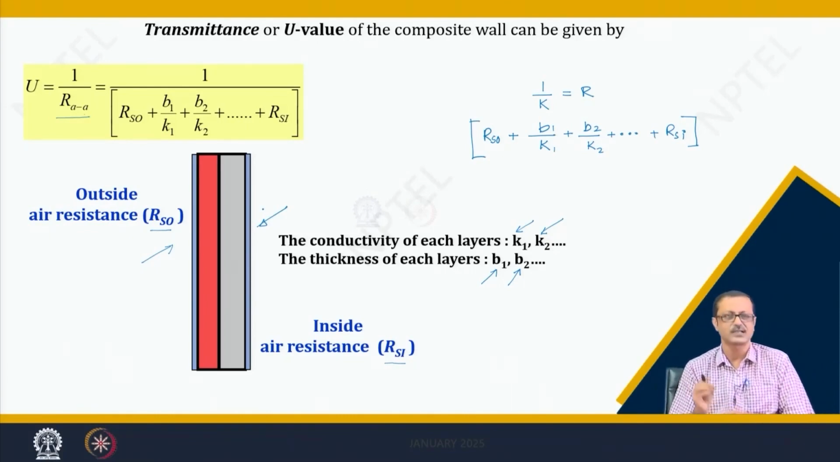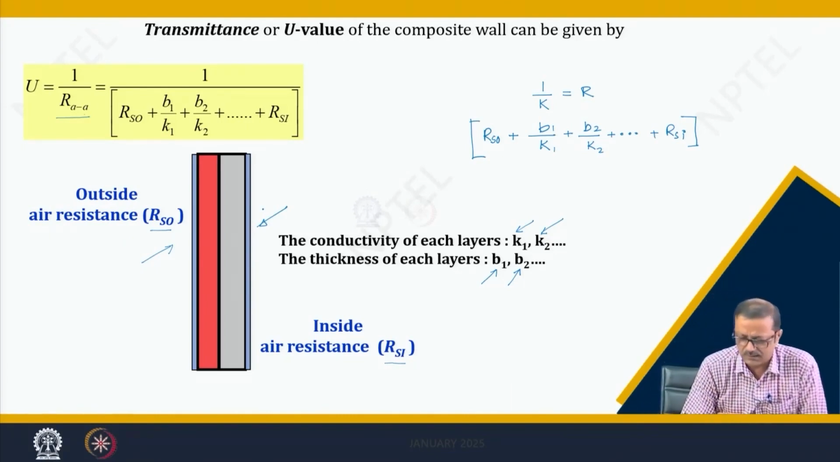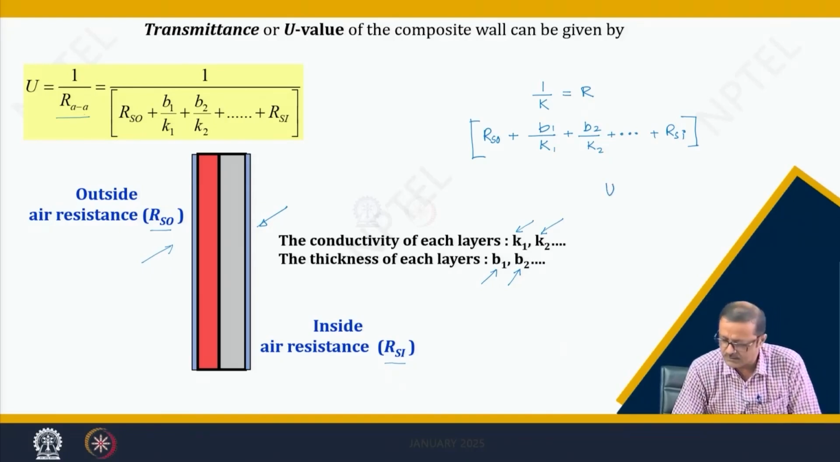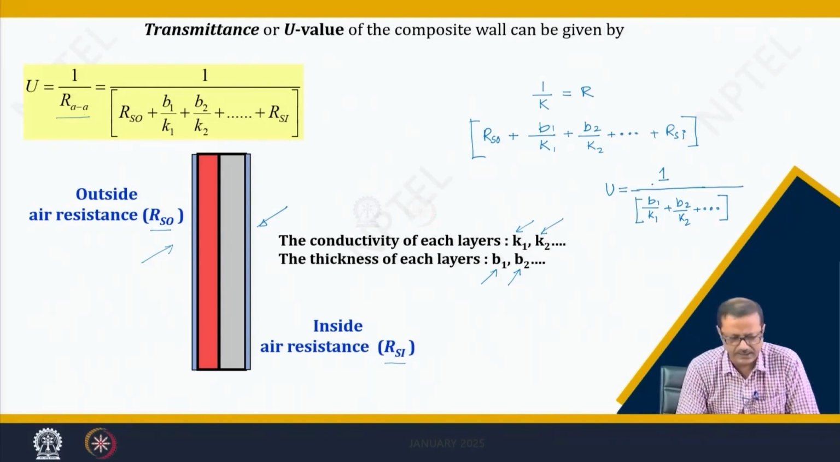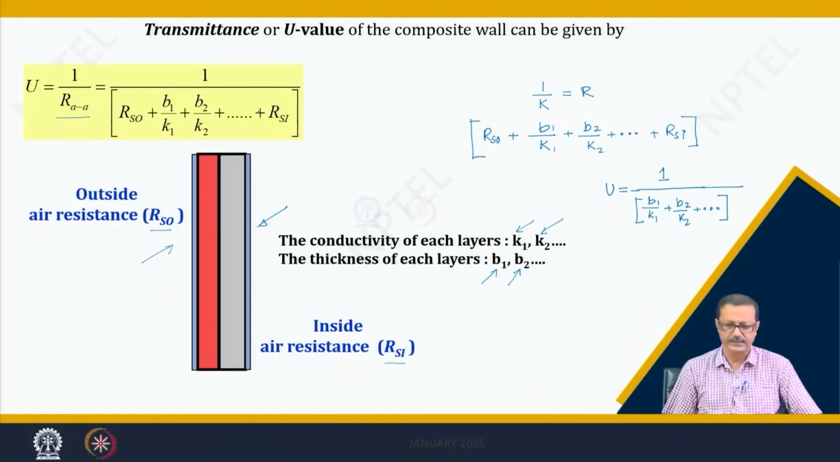this RSO and RSI are very small, so sometimes we ignore them. If we want to ignore them, then I can also write the U value as 1 upon B1 by K1 plus B2 by K2, like that. I can do it without adding the surface resistances because they are very negligible, but sometimes we can add them.